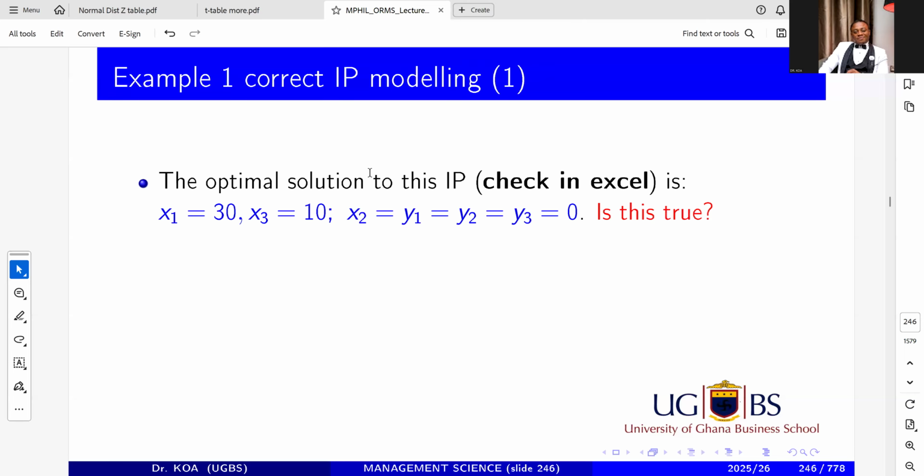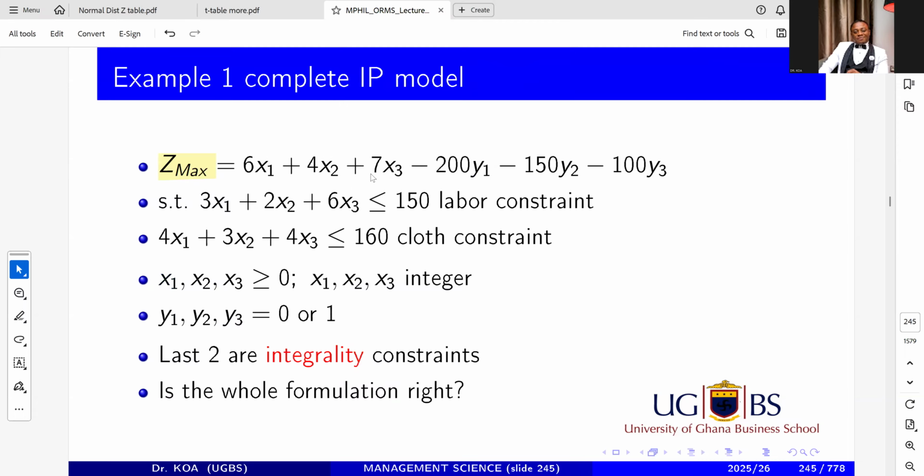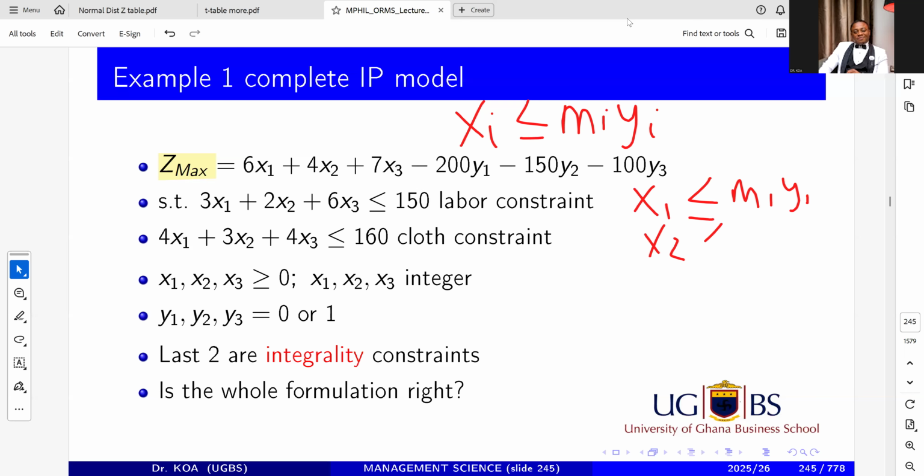Now, we need to introduce something which is known as a linking constraint. There is a standard linking constraint. I want you to write this down. The linking constraint is given by xi less than or equal to mi yi. So for x1, it should be less than or equal to m1 y1. For x2, it should be less than or equal to m2 y2, and then on and on. Why the need for this linking constraint? But what is even m1?